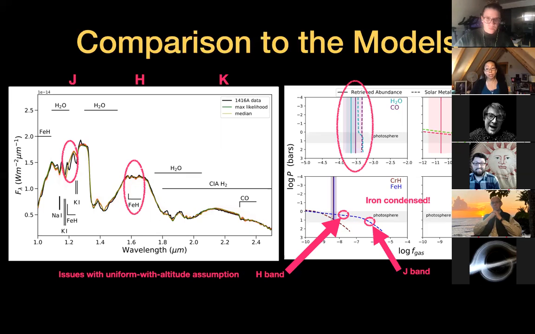Another interesting thing that we notice is if we look at the alkali lines that are tied together, the sodium and potassium, as well as the water and CO abundance, we see that what we retrieve, again, is less than what is expected from these solar metallicity models. So this is pointing towards this object, again, having a low metallicity atmosphere.